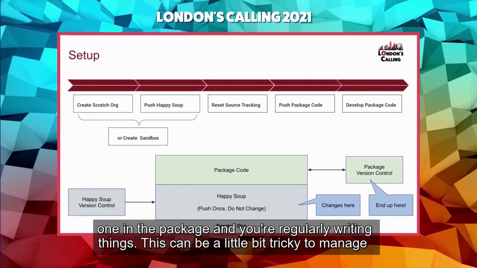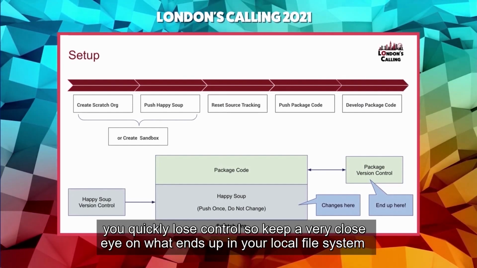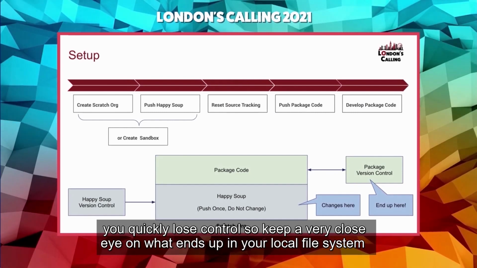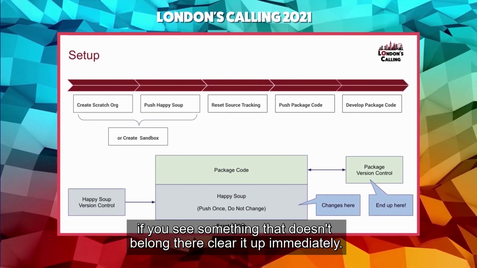This can be a little bit tricky to manage, but you need to make sure you keep any Happy Soup development well away from the package, or you quickly lose control. So keep a very close eye on what ends up in your local file system. If you see something that doesn't belong there, clean it up immediately.